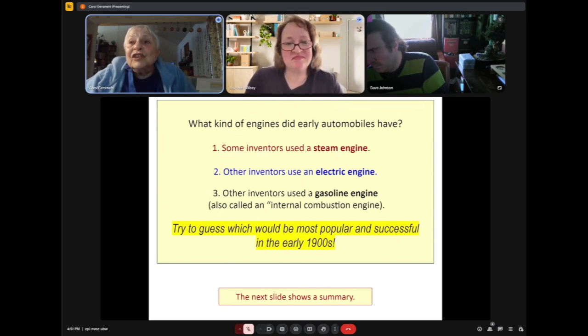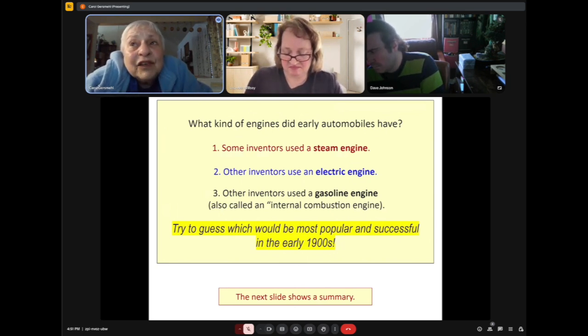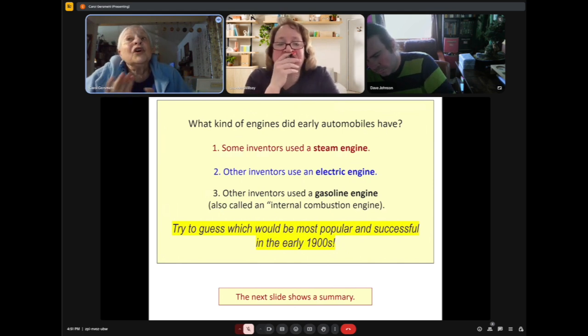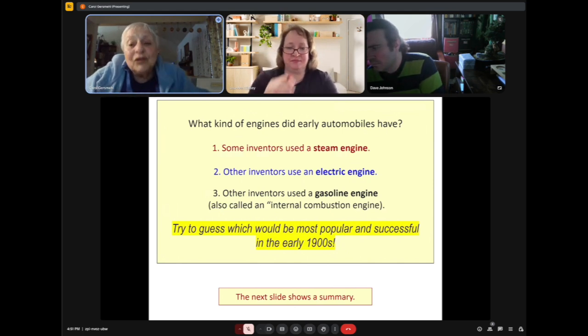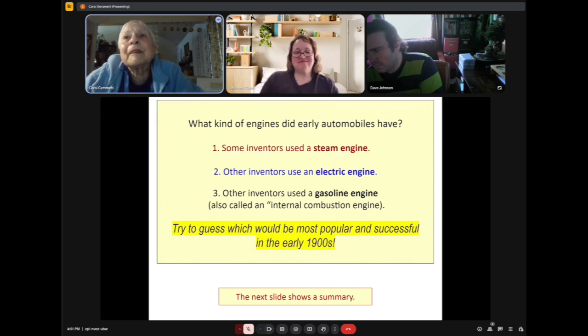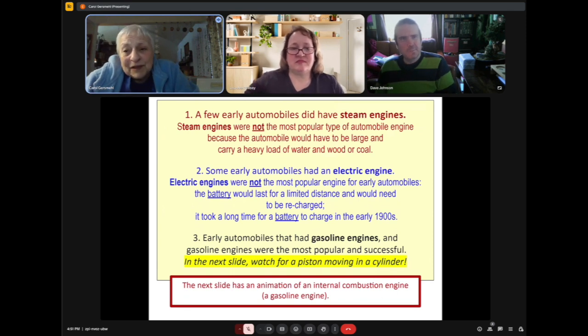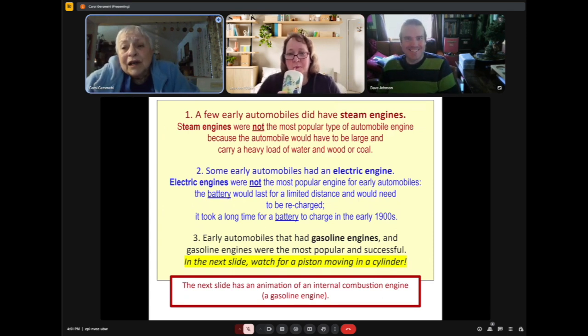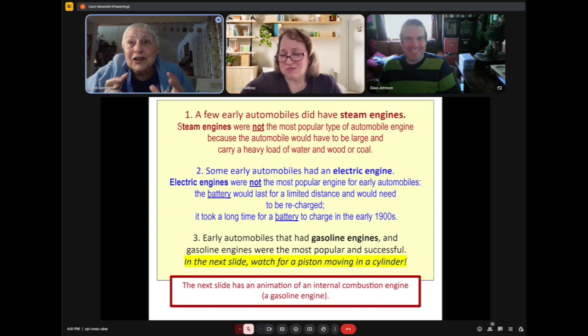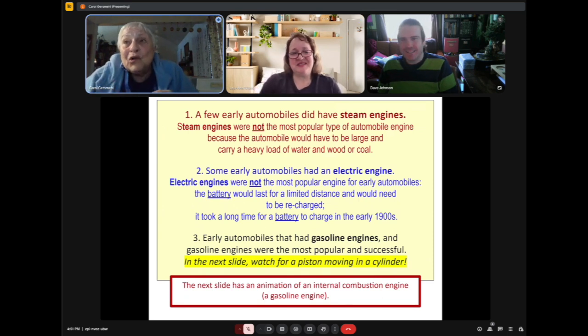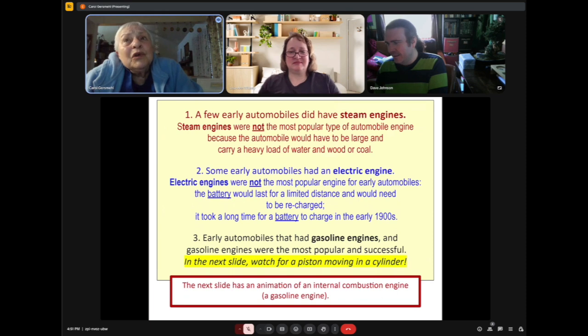Different kinds of engines. Well, what kind of engine was going to go into automobiles? It turned out that there were three choices: a steam engine, an electric engine, or a gasoline engine. And what do you guess would be most important? Steam engines weren't real popular. You had to have a really big car to hold the water that was going to get heated up and hold the coal that was going to burn. So that wasn't real popular, but there were steam engine cars made in the United States. Even in Detroit, there were.